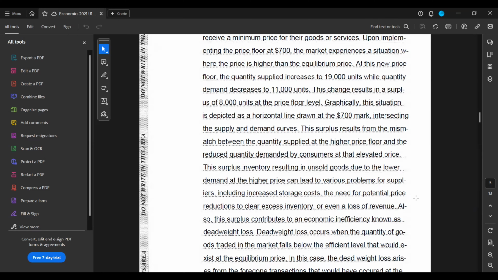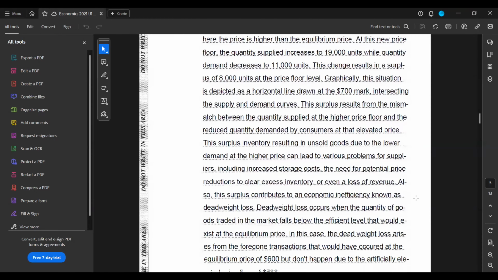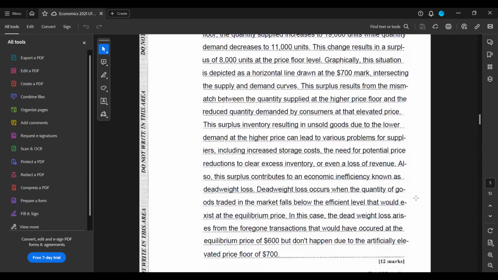Also, this surplus contributes to an economic inefficiency known as deadweight loss. Deadweight loss occurs when the quantity of goods traded in a market falls below the efficient level that would exist at the equilibrium price. In this case, deadweight loss arises from the foregone transactions that would have occurred at the equilibrium price of 600 but did not happen due to the artificially elevated price floor of 700.